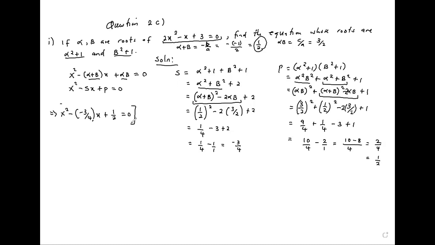If we multiply throughout by 4, we have 4x squared plus 3x plus 2 is equal to 0. So this becomes our new equation that we have formed out of the information given in the question.